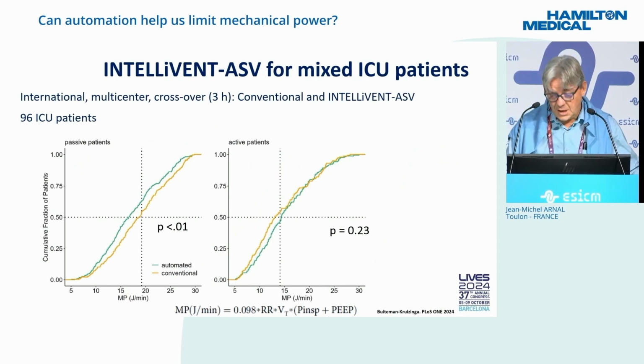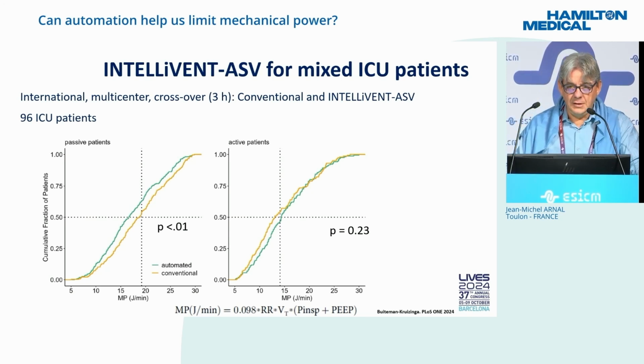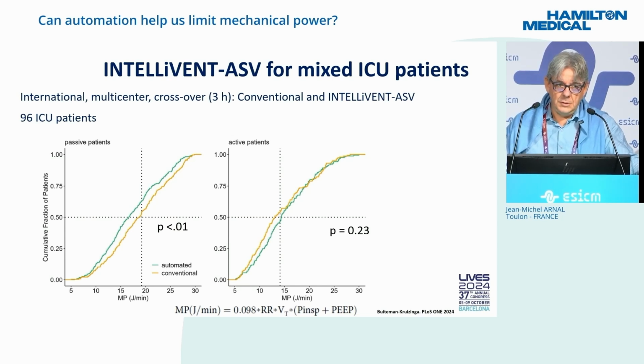And finally, the same group of researchers, and I think they made a great contribution to this topic, published recently, and it will be presented tomorrow morning in abstract form, a randomized controlled international multicenter crossover trial where they compare 2 periods of 3 hours in conventional and IntelliVent ISV in 96 ICU patients. And they reported again that the mechanical power is lower when we use IntelliVent ISV as compared to conventional, but only in the subgroup of passive patients, while in spontaneously breathing patients, there was no difference.